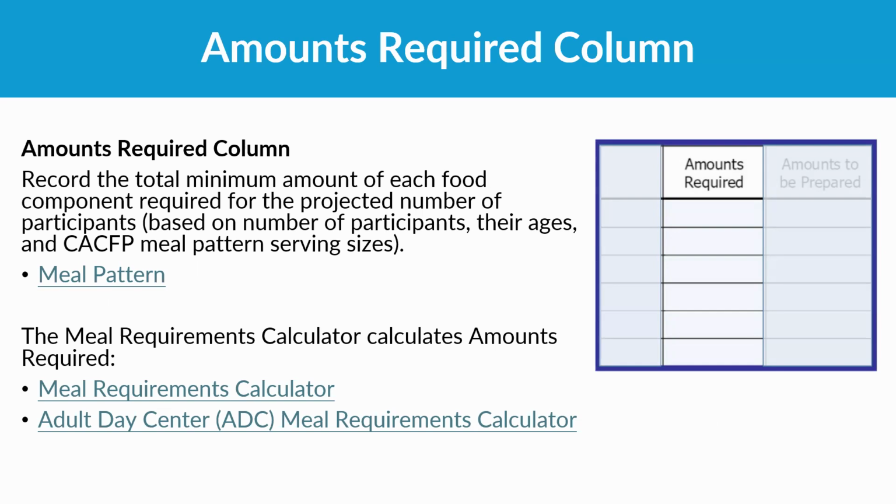We're going to head right into the amounts required column. So here you will record the total minimum amount of each food component required for the projected number of participants. And this is based on number of participants, their ages, and CACFP meal patterns, serving sizes.